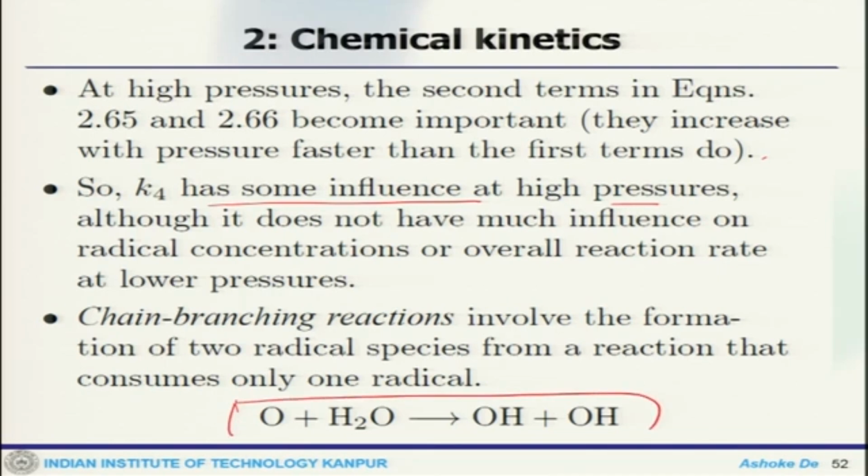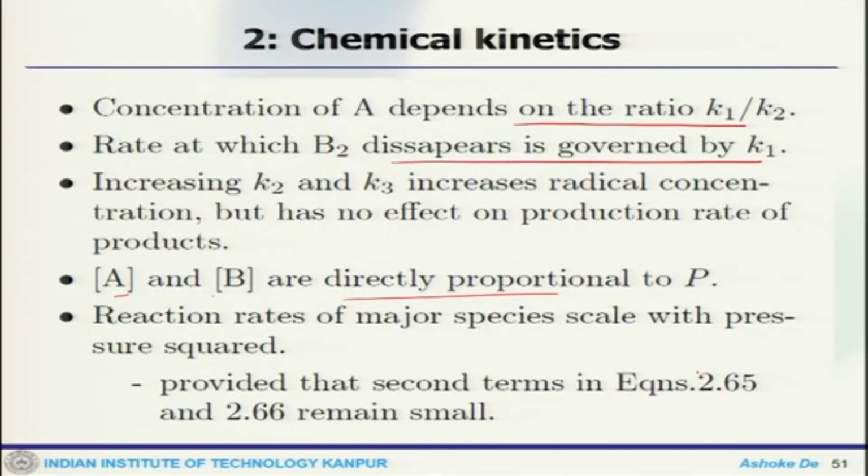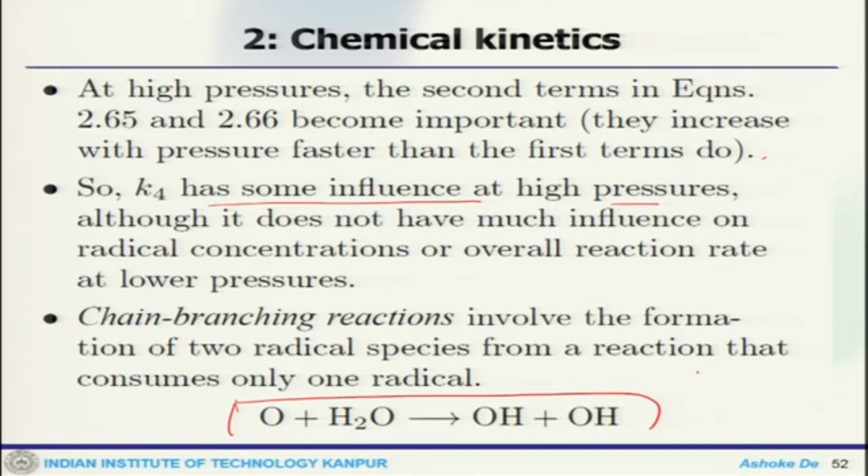Once you find the steady state approximation using these chain branching reactions and find this concentration expression, there is a dependency on pressure, and that will allow us to see how it behaves. Then we will look at the chemical time scale calculation in the next lecture.